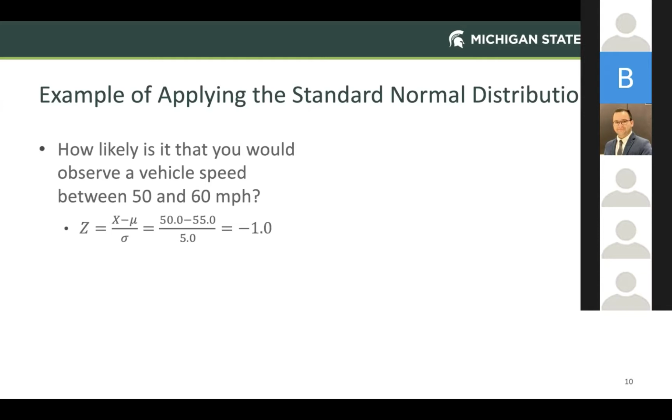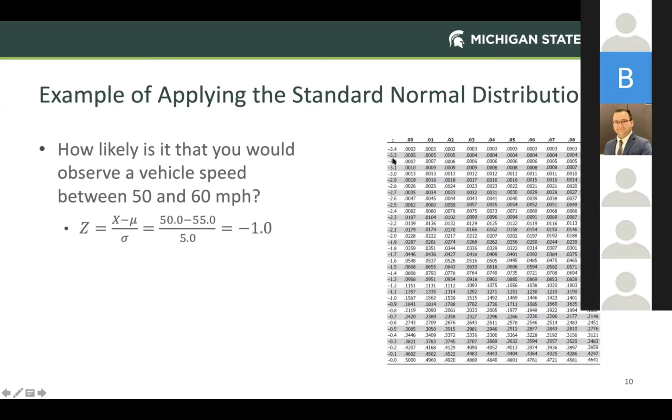And so 50 minus 55, the numbers here are nice and straightforward. So we're basically 1 standard deviation below the mean in this case. And with that information in hand, we're basically going to the other half of that standard normal table. And so if we read down to negative 1.0, we see there's a 0.1587 probability that we would be less than that value.